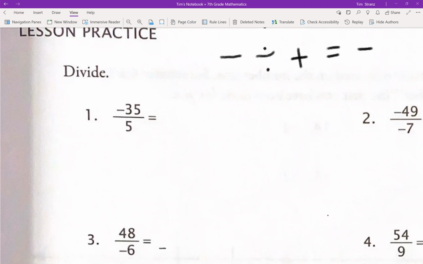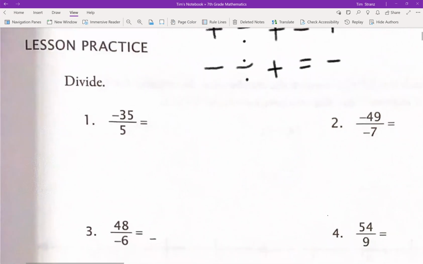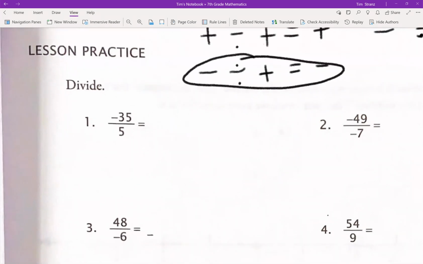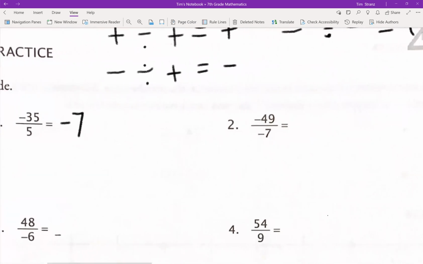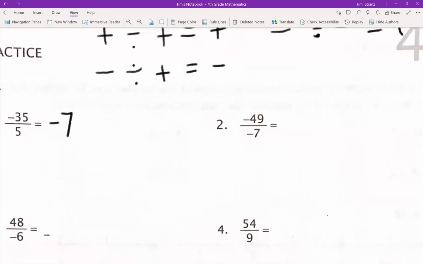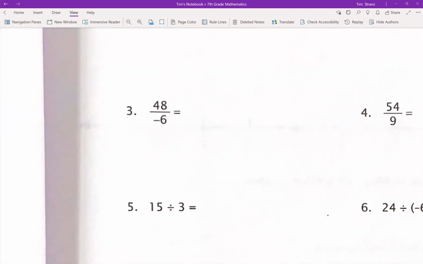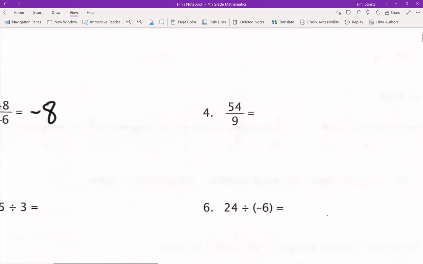All right, so number one, we have negative 35 divided by a positive 5, so we know we have a negative divided by a positive, so our answer is going to be a negative. 35 divided by 5 is 7. Okay, number two, we got two negative signs. So that means you're going to have a positive answer. 49 divided by 7 is 7. Okay, number three, we got 48 divided by a negative 6 is going to give us a negative 8.